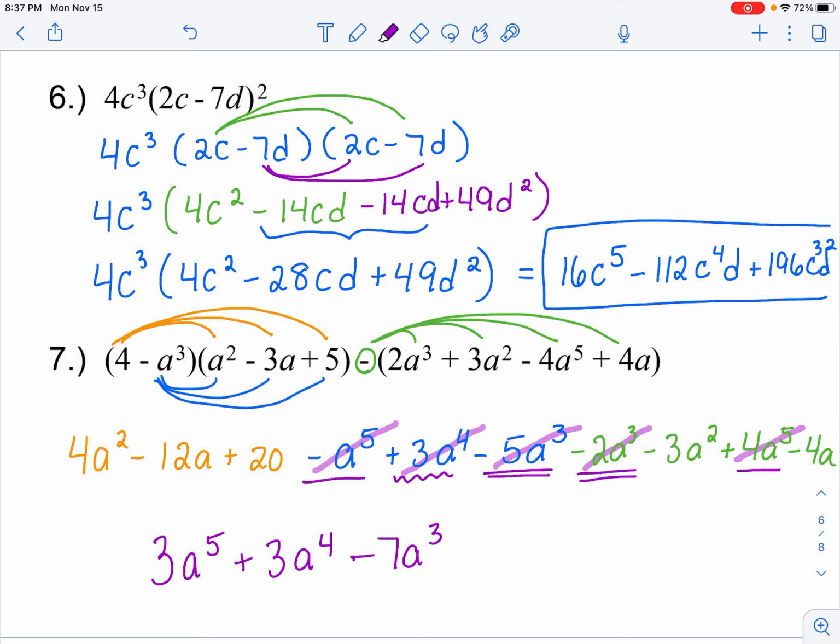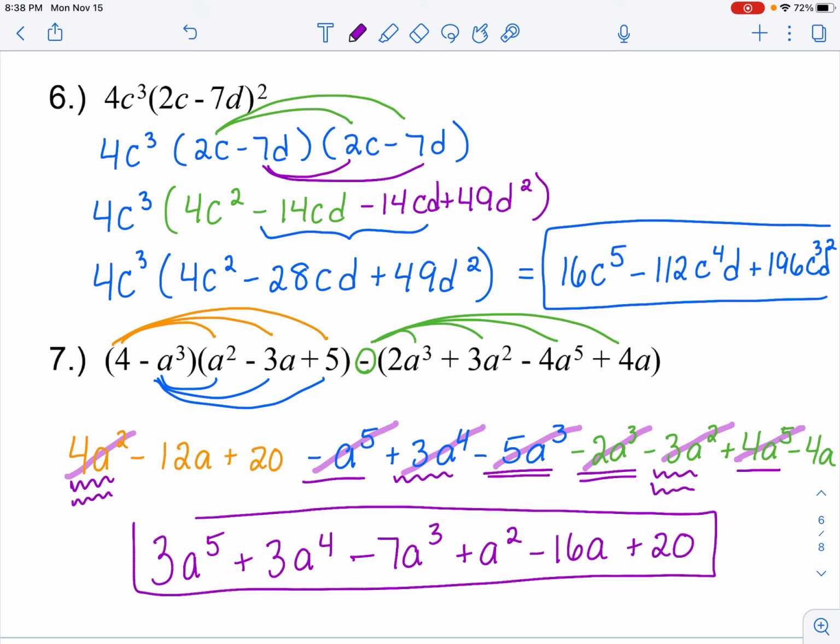Get rid of those. All right, and if you're choosing to cross things off as you do them, you need to make sure that your work is still legible, okay? So you're not crossing off to the point that you can't read it anymore. Let's see my a squared. So I'm going to have a positive a squared. And then the plain old a is negative 12a. And minus 4a is negative 16a. And then the plus 20. All right, so this is my final answer here. All right, so lots to do with polynomial operations.